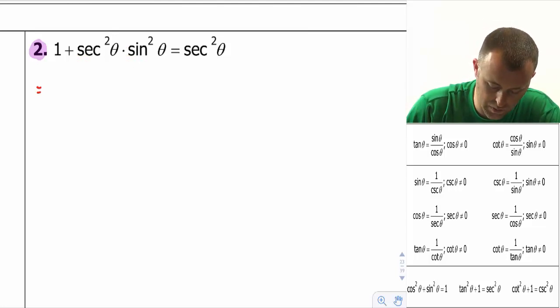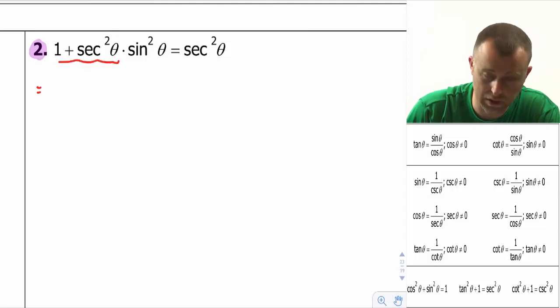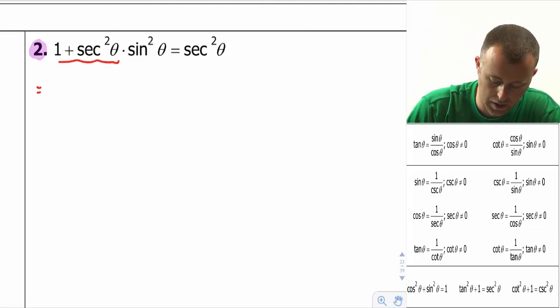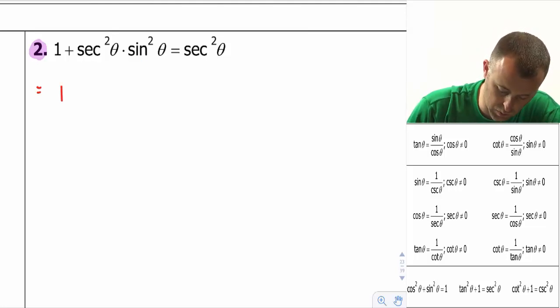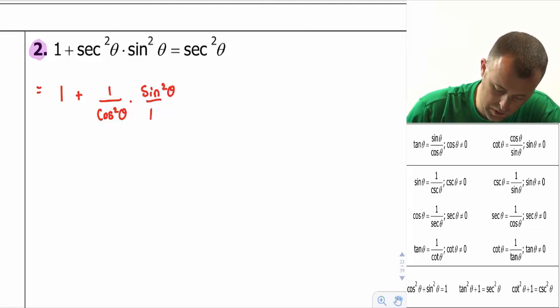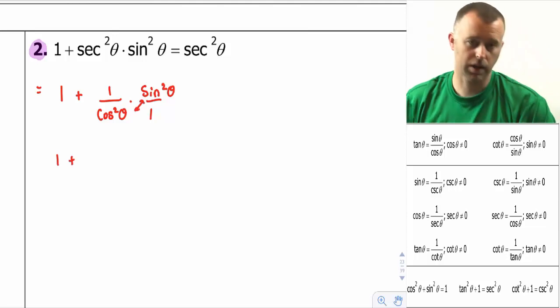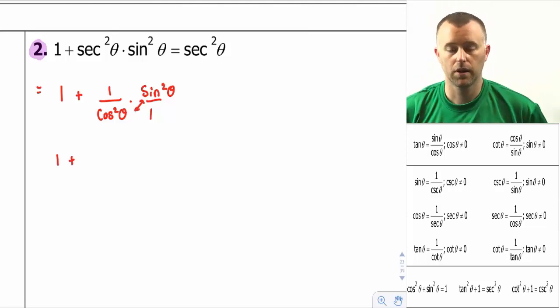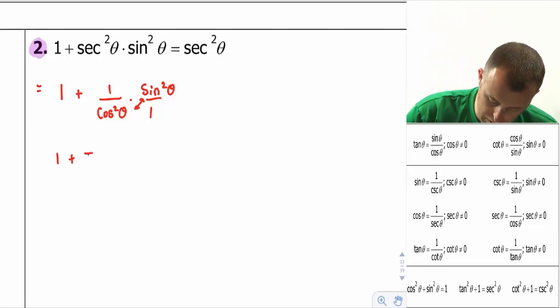So remember, this 1 plus secant is not attached because the sine squared is there. Order of operations says I have to deal with this first. So I'm going to rewrite this as 1 plus 1 over cosine squared theta times sine squared theta over 1. So this becomes 1 plus, notice sine over cosine is a trig identity, so I'm going to write this as tangent squared theta.